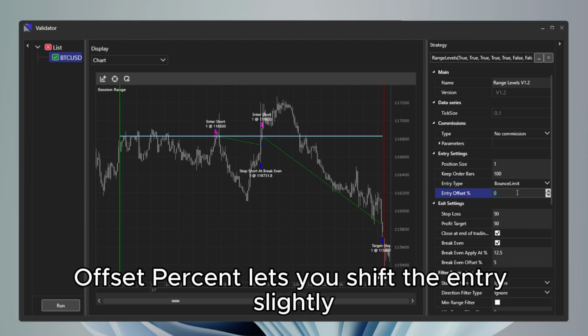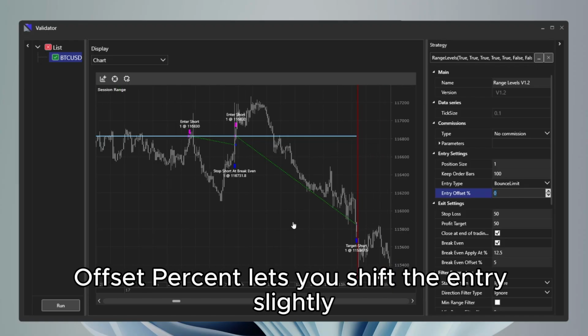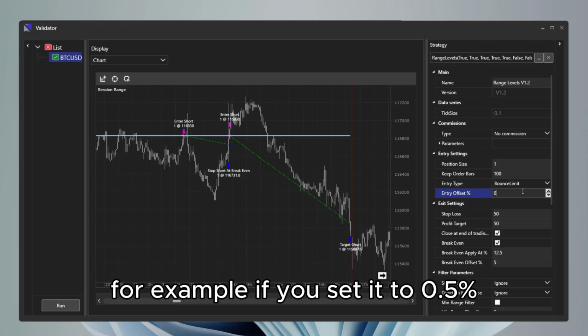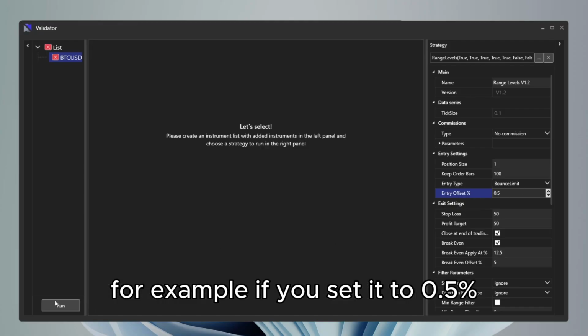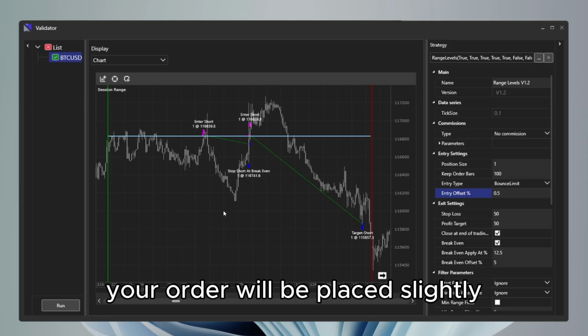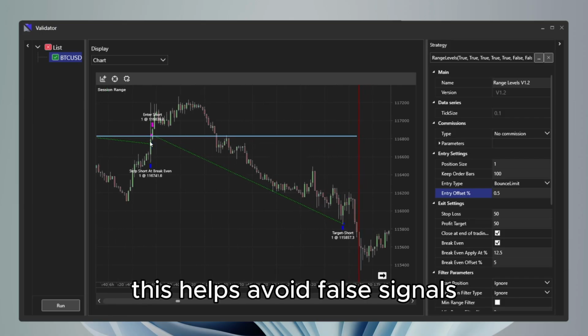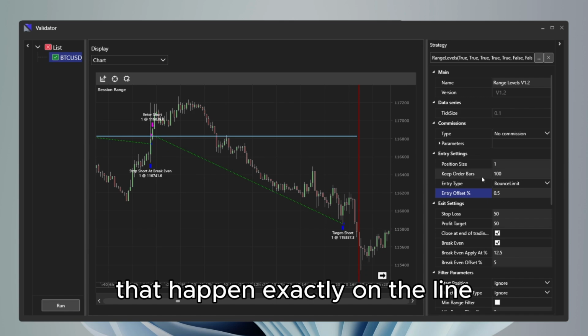Finally, entry offset % lets you shift the entry slightly inside or outside the range. For example, if you set it to 0.5%, your order will be placed slightly away from the boundary. This helps avoid false signals that happen exactly on the line.